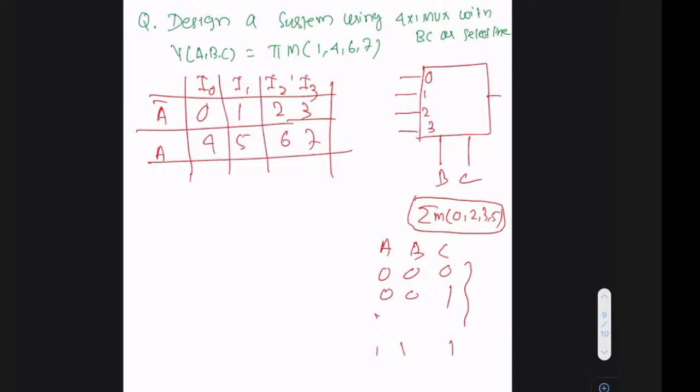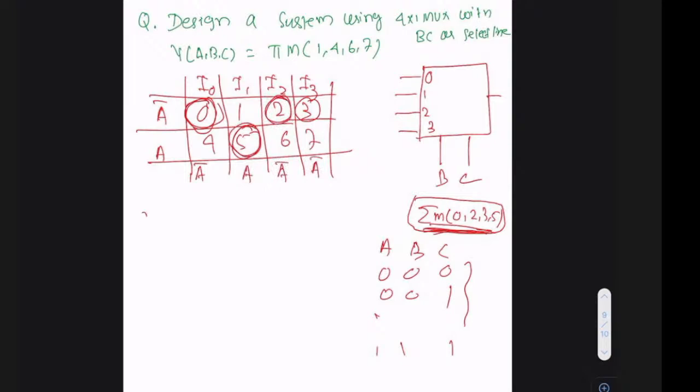Then I have to see which min terms I need: min term 0, min term 2, min term 3, and min term 5. If the max terms are given, first you obtain the min terms. Then, in the column where this is highlighted, the corresponding row value is A bar. Here this is highlighted, the corresponding row value is A. Here it is again A bar, and here it is again A bar.